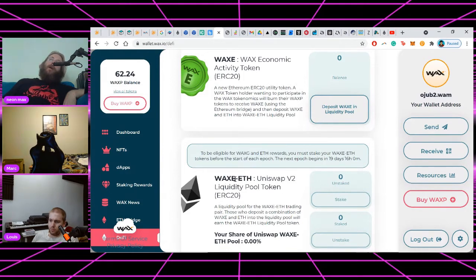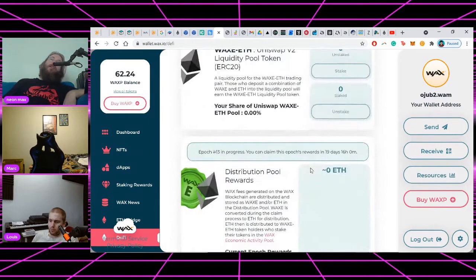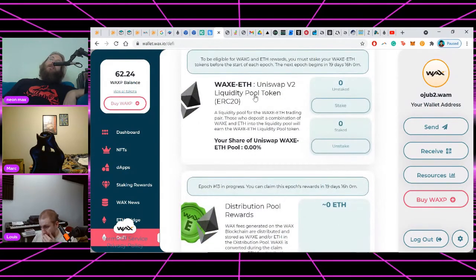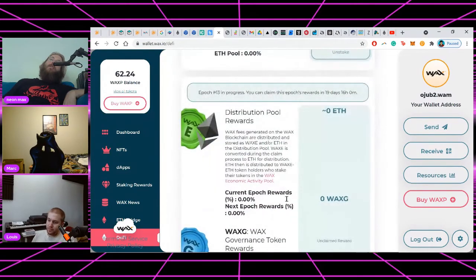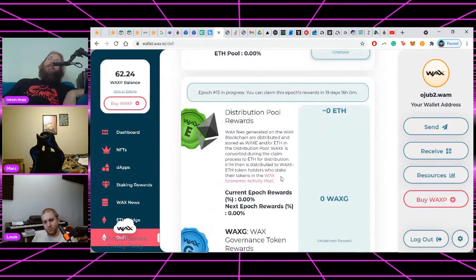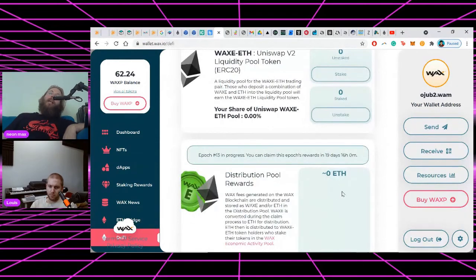You'll basically get Wax Ethereum tokens, which you then stake, and having those tokens staked will earn you Wax G, the governance coin that lets you vote on Wax guilds. Staking liquidity tokens in order to earn something else is called liquidity mining.